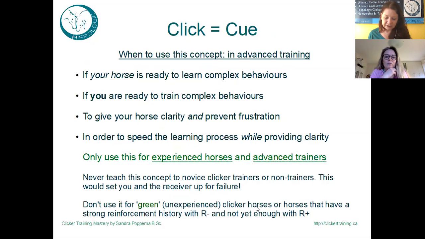And if you really need to understand the learning theory, like what is a reinforcer and how do you use a reinforcer and how do you know it's a reinforcer? Well, we know that if it increases the behavior, it's a reinforcer. If it decreases the behavior, it was a punisher. And if nothing happens, it was a neutral stimulus. So in this way, click as cue, you can use that.